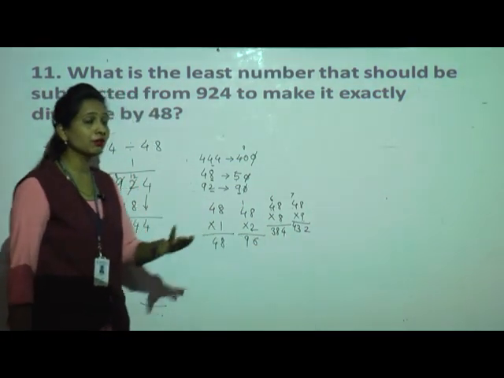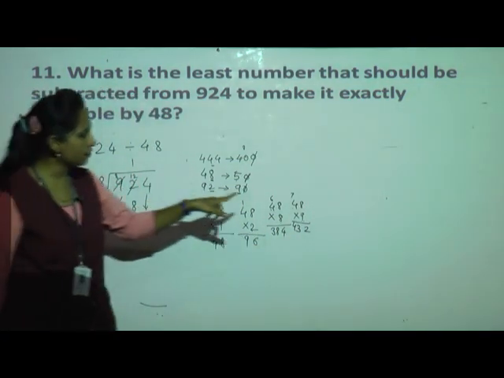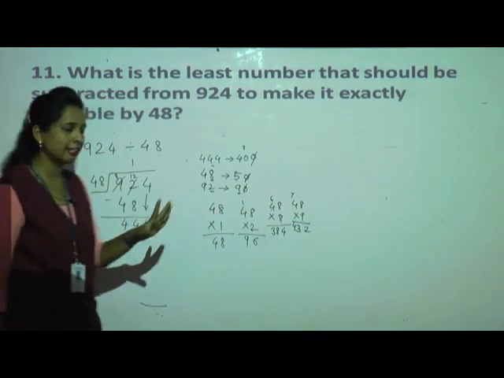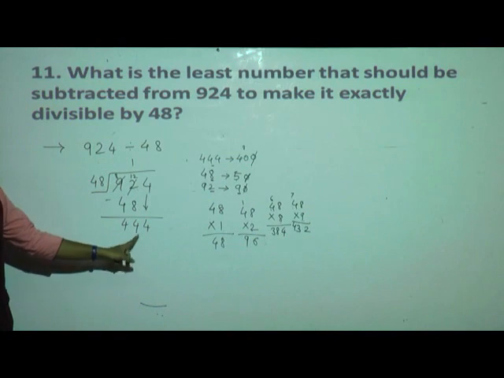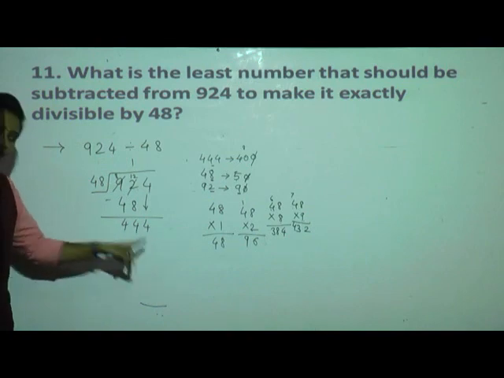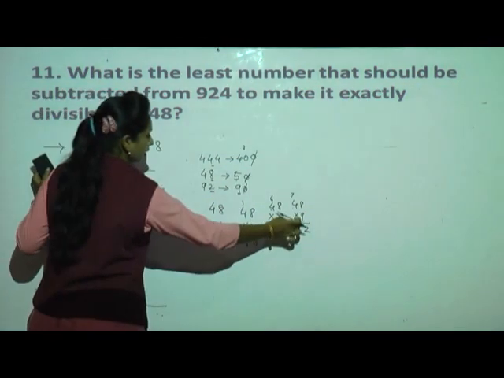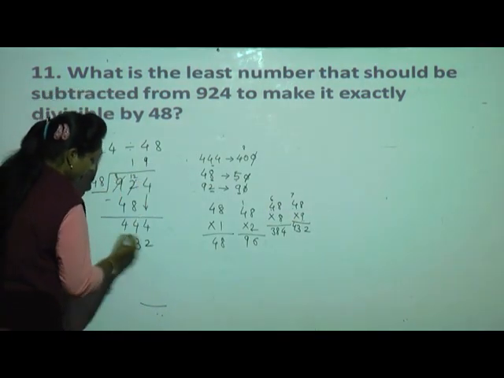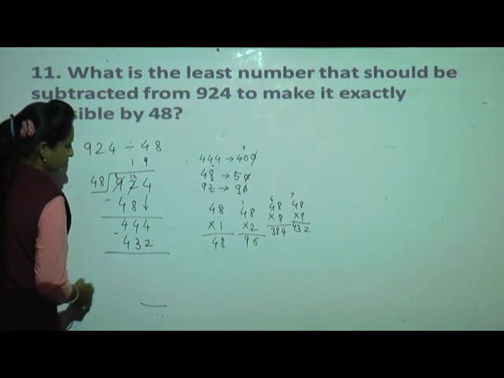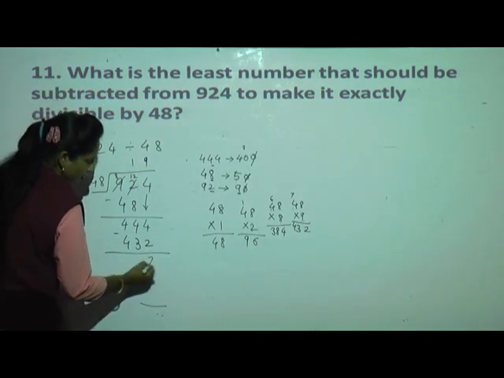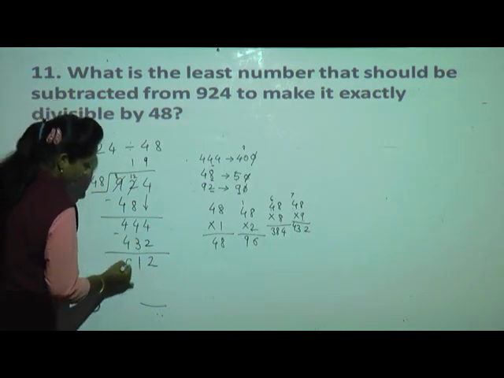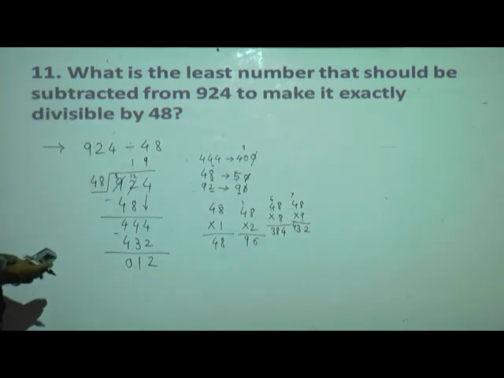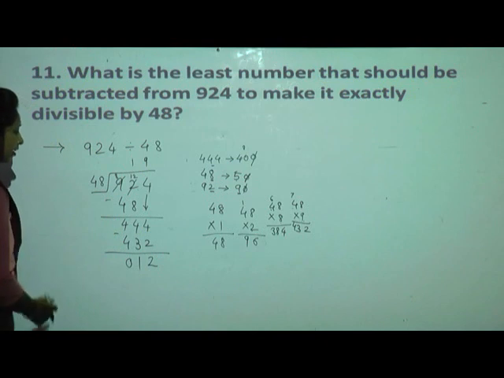But to confirm, what will come after estimate 9? 10. Now 48 tens are 480. But 480 we cannot subtract from 444. So we should go with 9 times 48, which is 432. So 4 minus 2 is 2, 4 minus 3 is 1, 4 minus 4 is 0. See, what is the remaining? It is 12. So this is the remaining number.